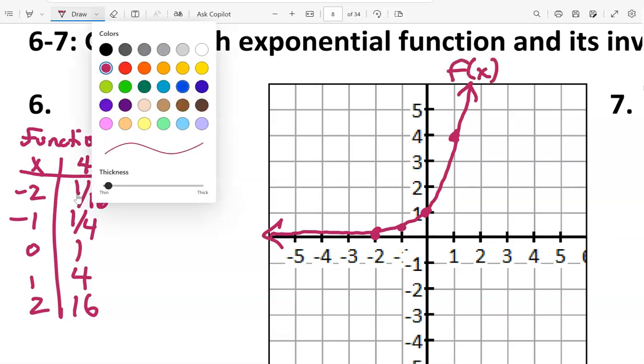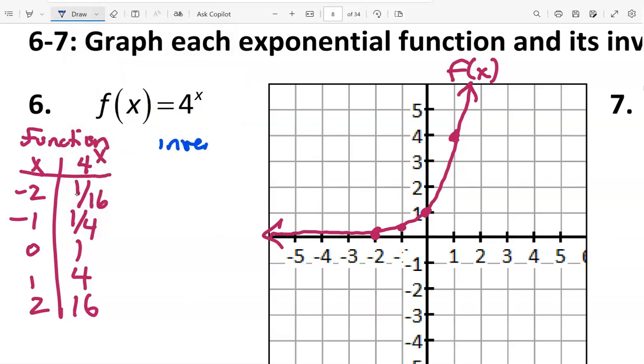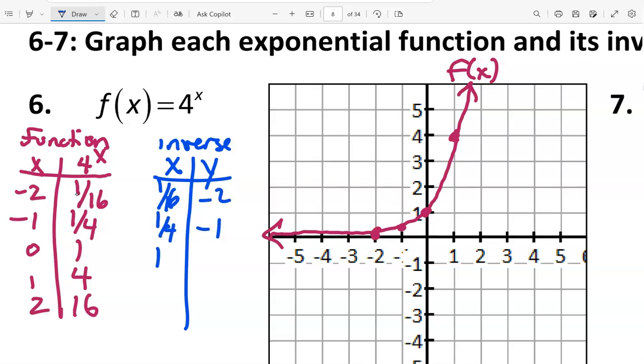Now the inverse function can be graphed by taking the x and the y values and switching them. So 1/16, -2, 1/4, -1, 1, 0, 4, 1, and I'm going to skip that last point since it was ungraphable. So over 1/16 down 2, over 1/4 down 1, over 1 down 0, over 4 up 1, and that gives us an idea of what the inverse function will look like. So I'll label this one as f inverse of x.